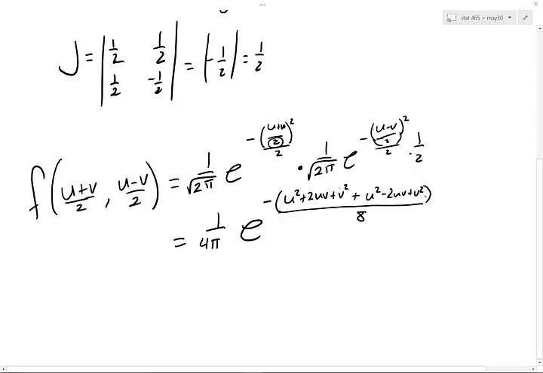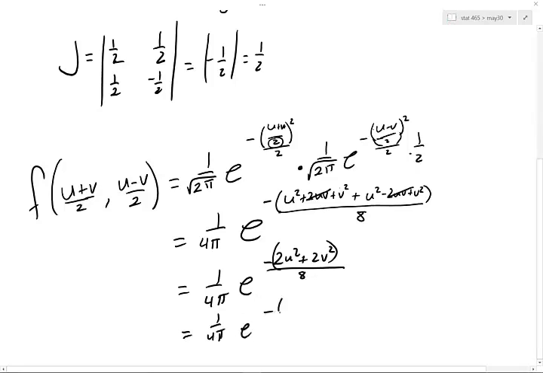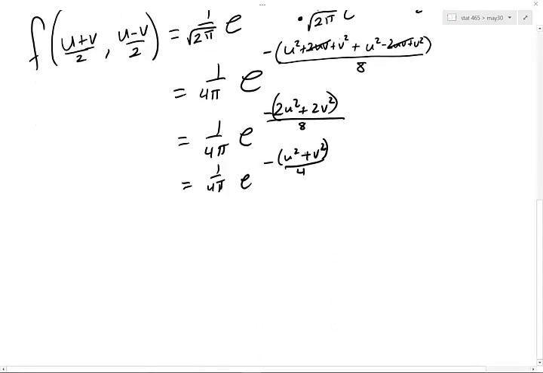Now, if you combine your like terms, these terms go away. And if you don't screw that up, you're left with negative 2u squared plus 2v squared, all over 8. You can cancel a 2 out of there, and you'll end up with negative 1 over 4 pi, e to the negative (u squared plus v squared) over 4. That is my function.